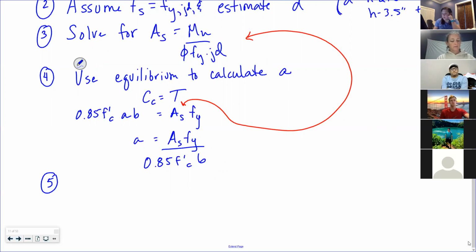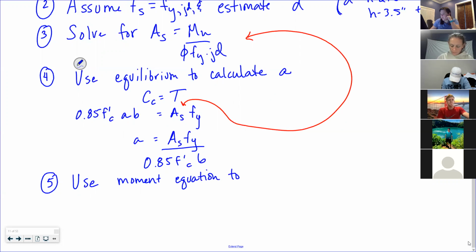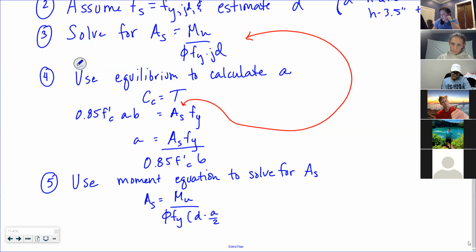And now you use your moment equation to solve for As, the same one that you just used before. fy, but now you can use that a.